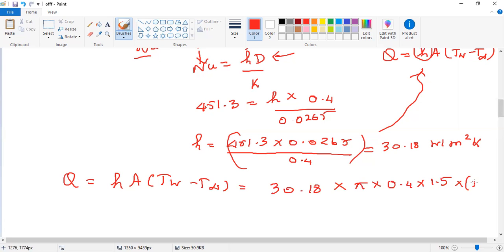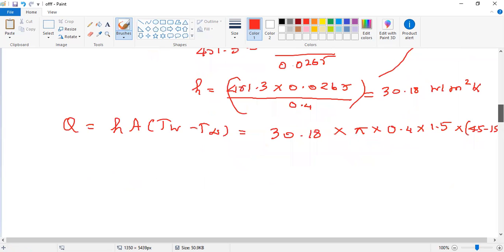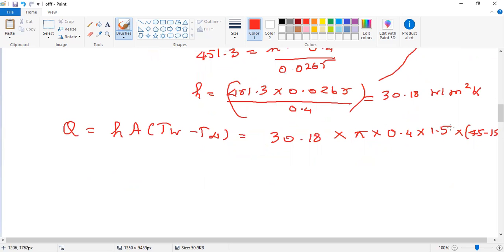Into delta T, that is the surface temperature TW. TW means the surface temperature. The given surface temperature is 45 minus the surrounding temperature, that is 15. Okay, so we solve it. Solving the values, we get the heat losses, that is nearly 1705.7 watt. Okay, so this is a simple problem, we only find out the heat losses.